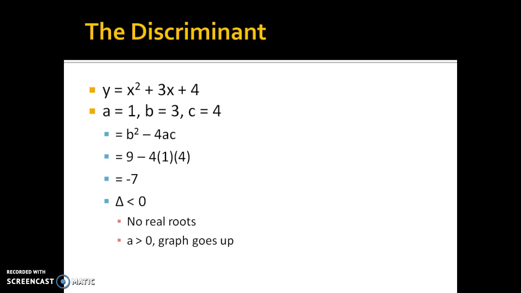So you plug that into the discriminant, which is b squared minus 4ac, and you'll get 3 squared, because b is 3, so 3 squared is 9, and then minus 4 times a, which is 1, times c, which is 4, so 4 times 1 times 4 is 16. And then 9 minus 16 is negative 7. That means the discriminant, negative 7, is less than 0, which means that there are no real roots. Also, if you take a look at a, the a is greater than 0 because it's 1, so that means the graph goes up. If it's negative, the graph will go down.